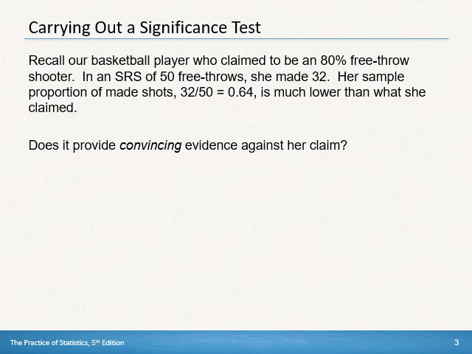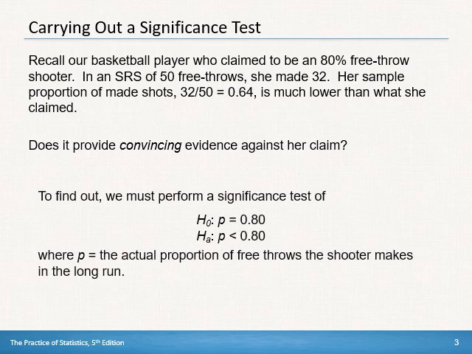That doesn't sound too bad, but when we look at it as a proportion, that means her p hat is going to be only 64%. So 64% seems to be kind of low, right? Much lower than what she claims. She claims that her true or population free throw proportion was 80%, and in a sample of 50, she only made 64%. So does the sample statistic, the p hat of only 64%, provide convincing evidence against her claim that she's an 80% free throw shooter?